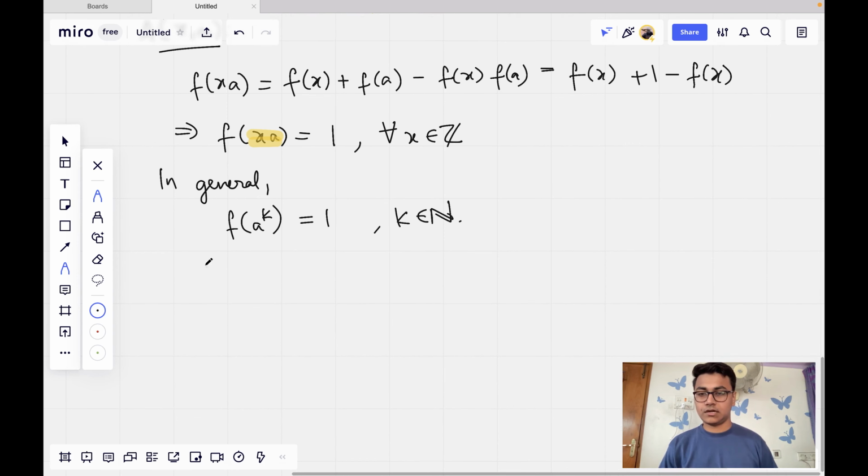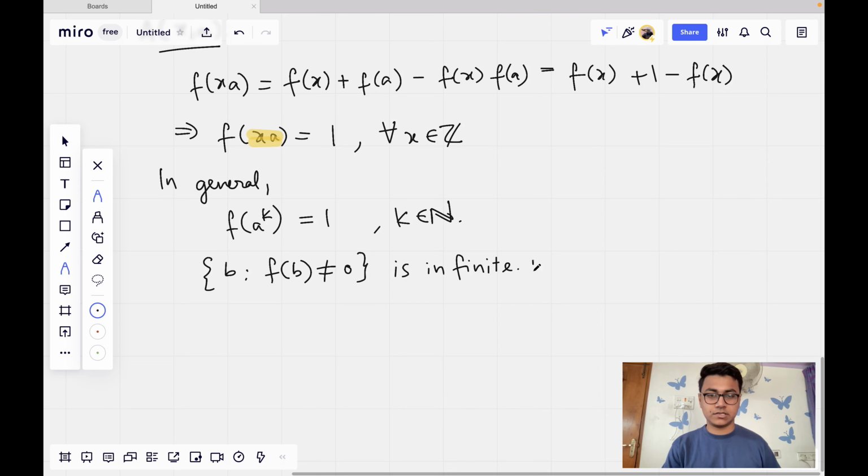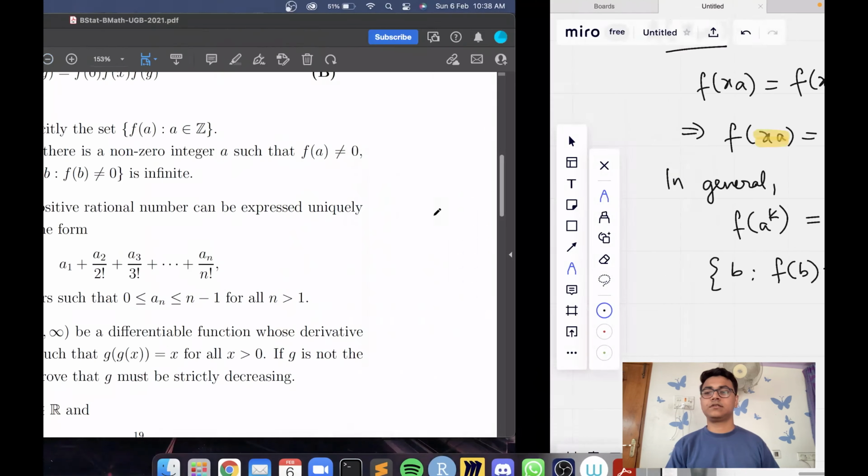So in this case, for whatever natural number k you put, f of a to the power k is equal to 1. This proves that the set of integers for which the value of the function is non-zero is infinite. So as you see, this question is done. This was a rather easy question.